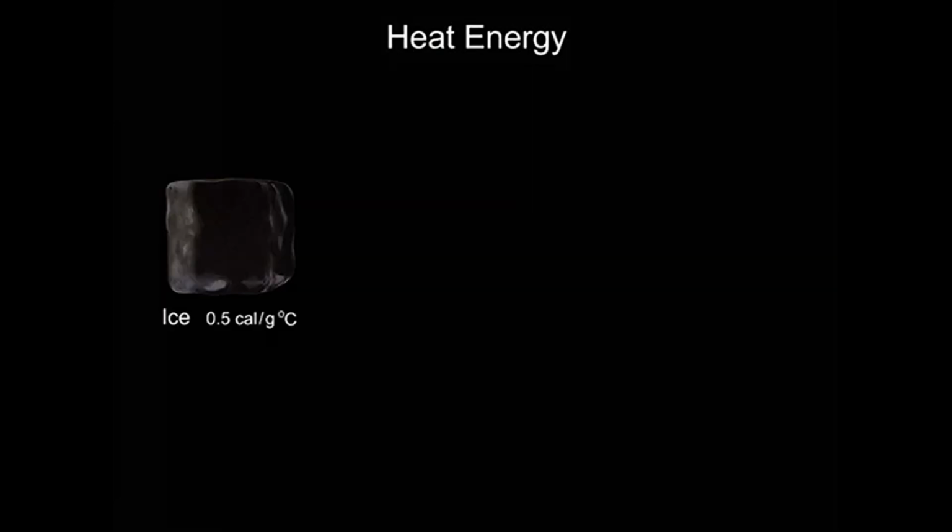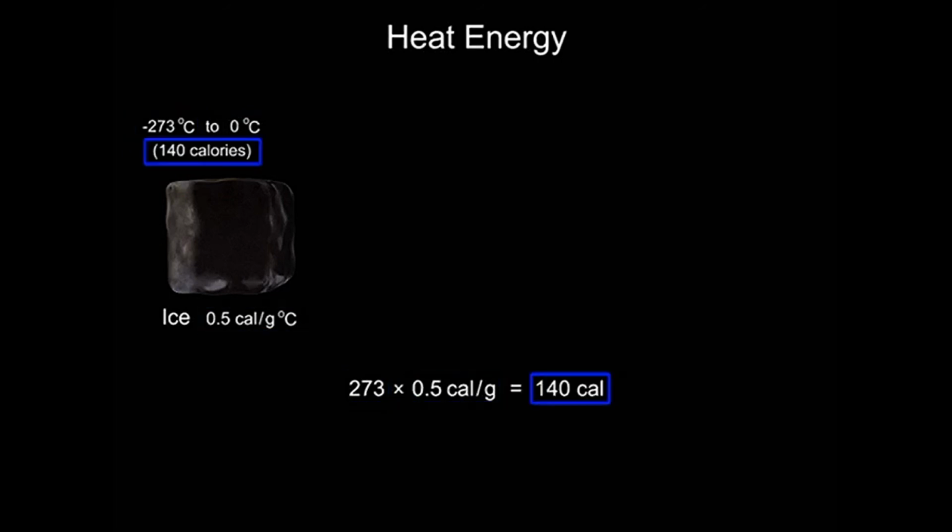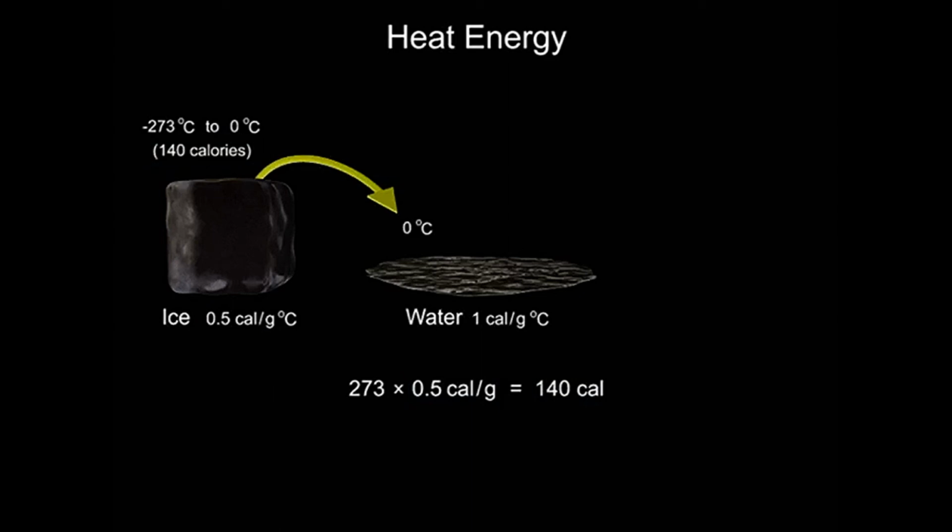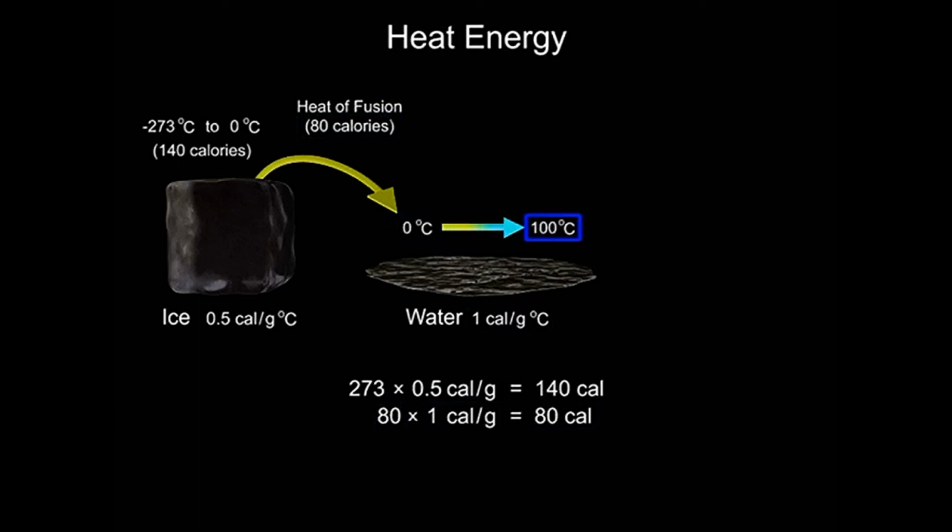To warm 1 gram of ice from minus 273 degrees Celsius to 0 degrees Celsius would be 273 times 0.5 calories per gram, or about 140 calories. The phase change of 1 gram of ice to liquid water requires 80 calories. Then to heat the water from 0 degrees Celsius to 100 degrees Celsius with a heat capacity of 1 calorie per gram would require 100 calories.